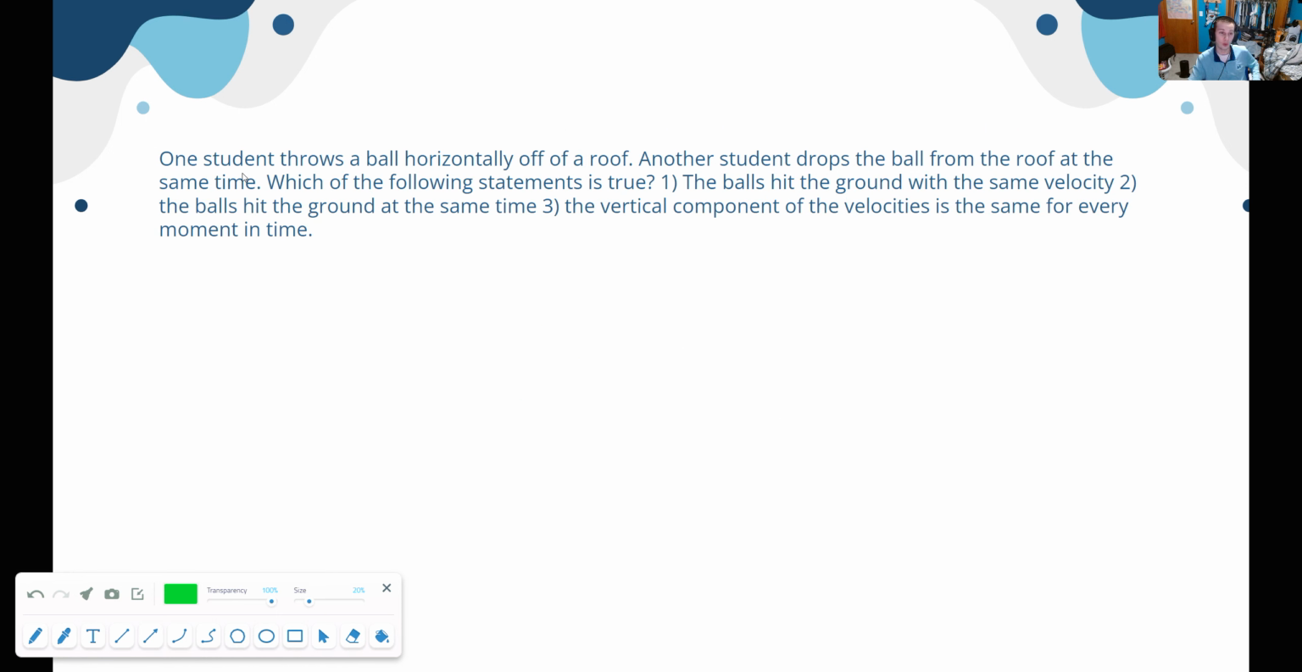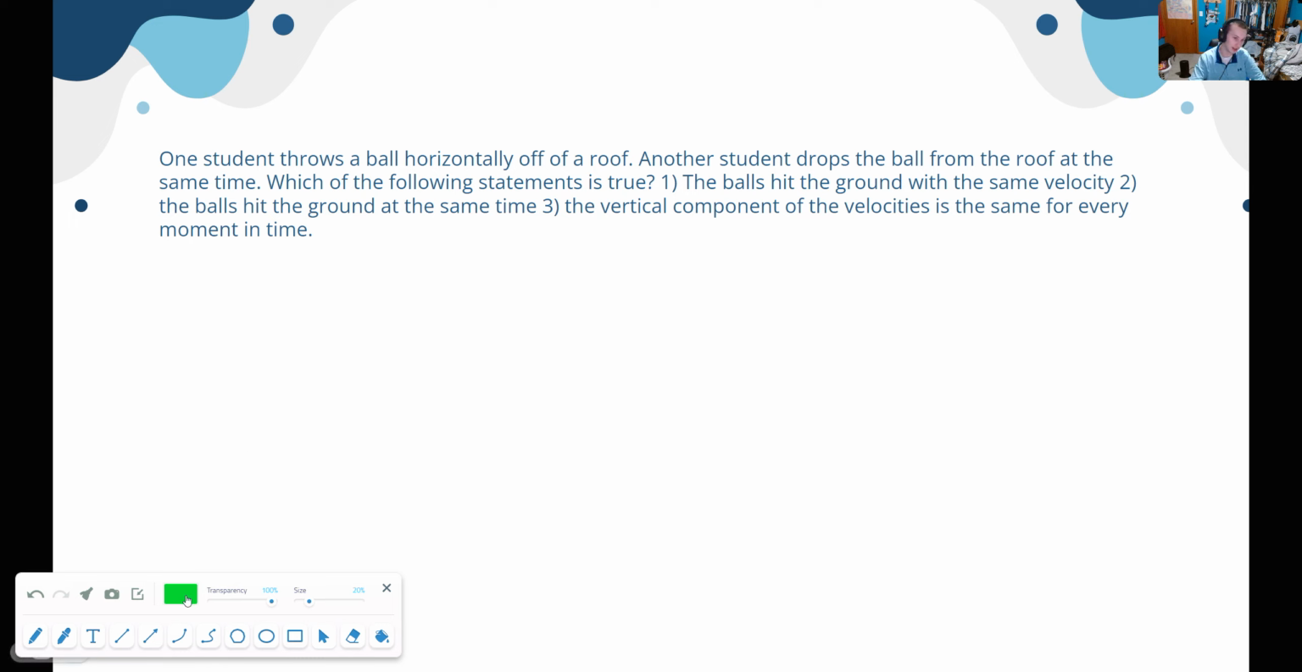Next question. One student throws a ball horizontally off of a roof. Another student drops the ball from the roof at the same time. Which of the following statements is true? 1. The balls hit the ground with the same velocity. 2. The balls hit the ground at the same time. 3. The vertical component of the velocities is the same for every moment in time.